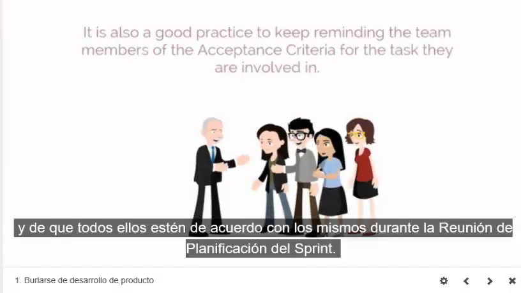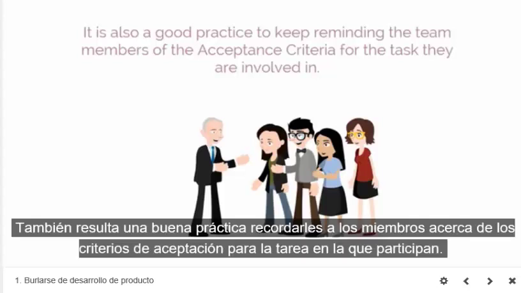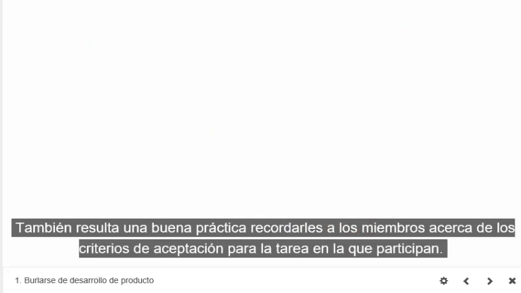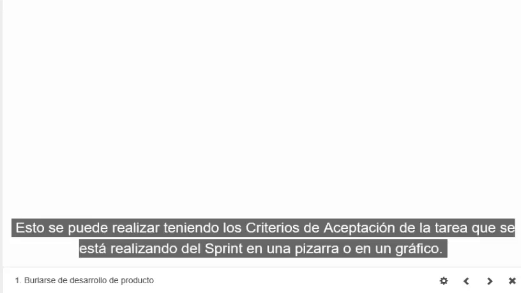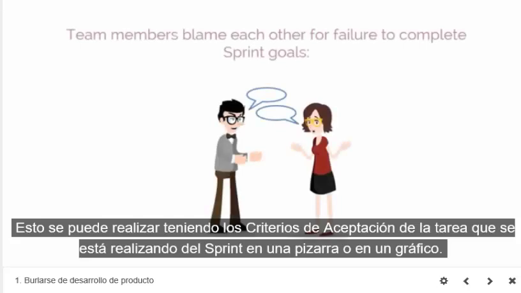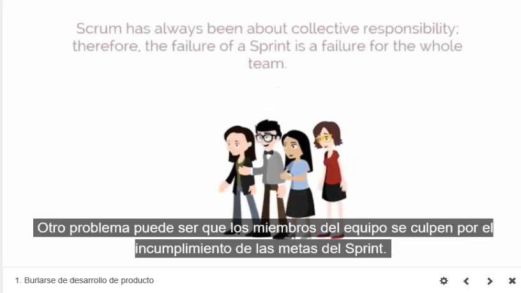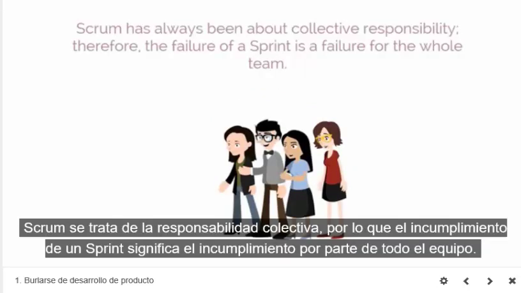It is also a good practice to keep reminding the team members of the acceptance criteria for the tasks they are involved in, maybe by having the acceptance criteria for current sprint tasks written on a board or a chart. Team members blame each other for the failure to complete sprint goals. Scrum has always been about collective responsibility. Therefore, the failure of a sprint is the failure for the whole team.